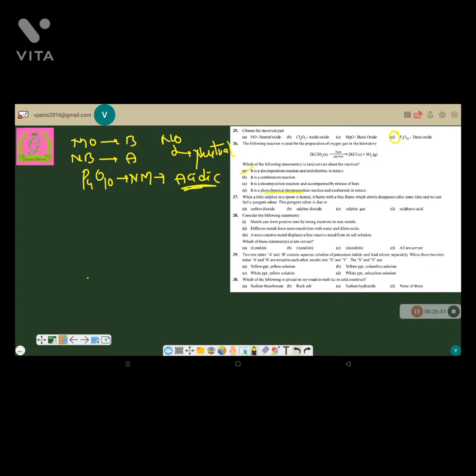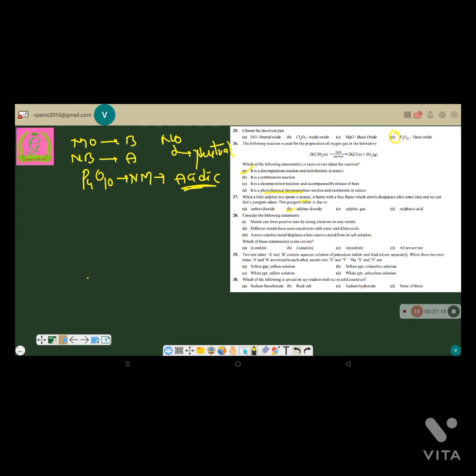When a little sulfur in a spoon is heated, it burns with a blue flame which slowly disappears after some time, and we can feel a pungent odor. The pungent odor is due to sulfur dioxide, because sulfur is burnt in the presence of oxygen. So what will happen? It can produce sulfur oxides.